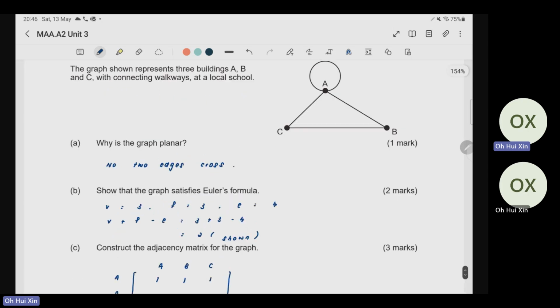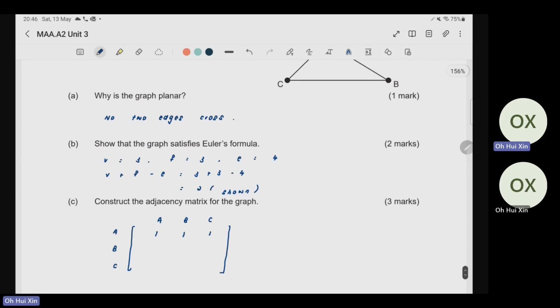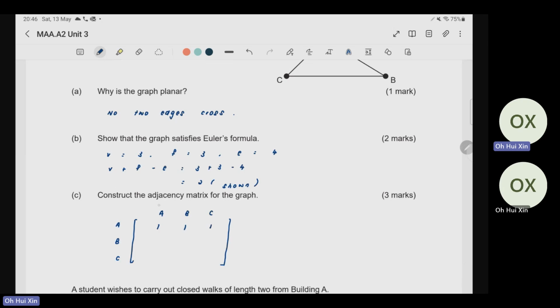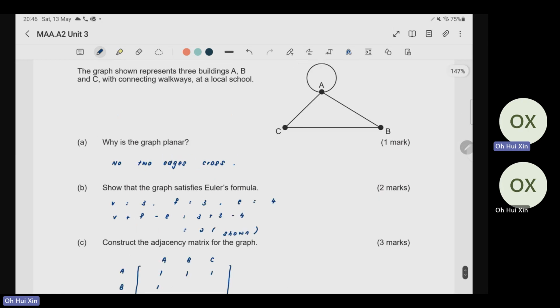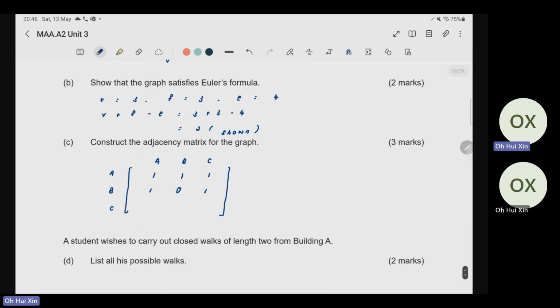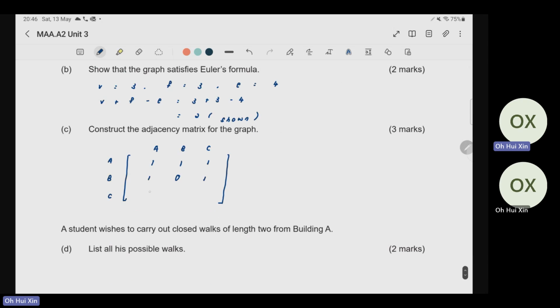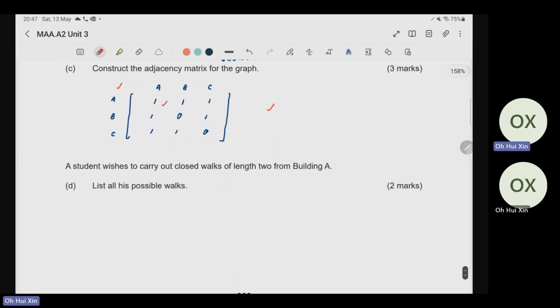Then we move on to B. B to A, you already have 1 there, remember that it's the same thing. So 1. B to B, there's no loop, so 0. B to C got 1 also. C can go to A, C can go to B, but C cannot go back to itself, so you have 1, 1, 0. That's your adjacency matrix. If you are able to write down the correct entry for A to A, you get 1 mark. All the remainder, you get 1 mark. Labelling all your A, B, C, you get 1 mark. So that's part C.